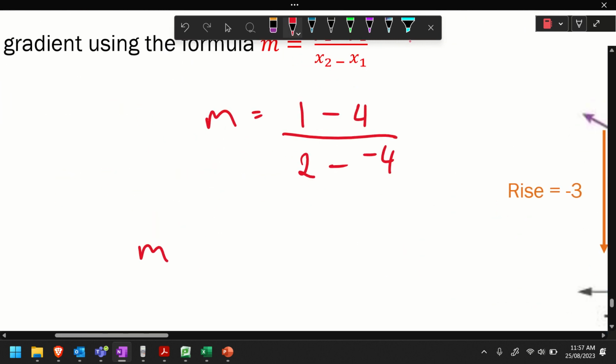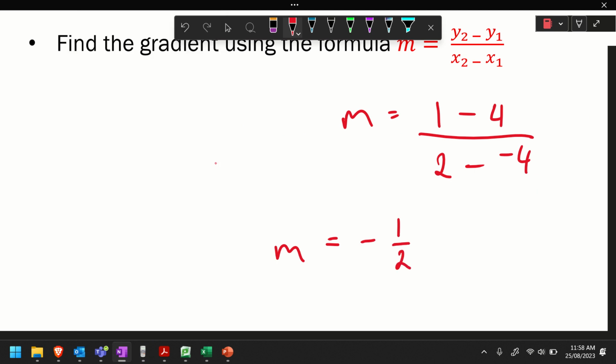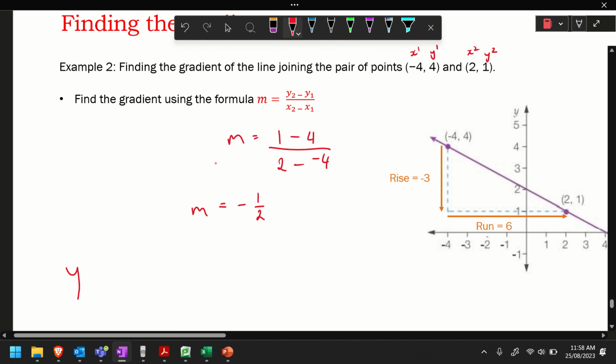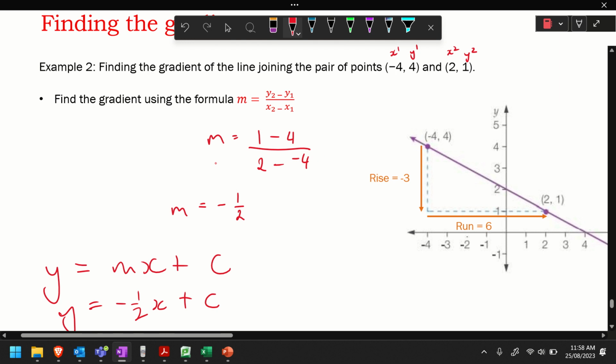Okay, so the gradient here is going to be calculated. If you can, literally type that in your calculator. All right, so you're going to go 1 take away 4 divided by 2 take away negative 4 equals negative a half. So there's your gradient. Right, so if you were to put that in your formula, y equals mx plus c, Karan, what would my gradient be here that I'm going to change m to? Negative a half. So it's just going to be y equals negative a half x plus c. Okay, that's the first thing you got to do. Find the gradient. Does that make sense?